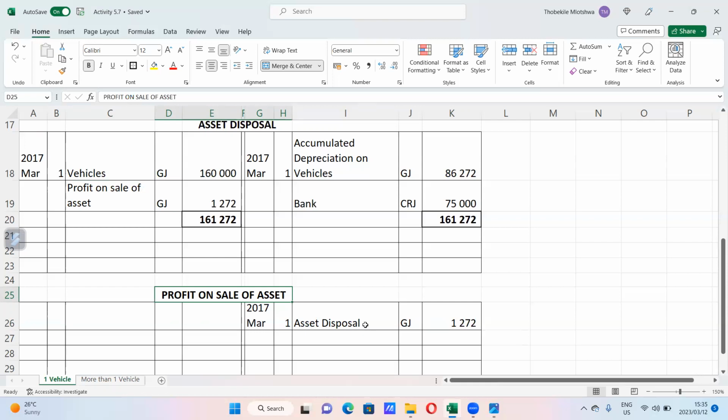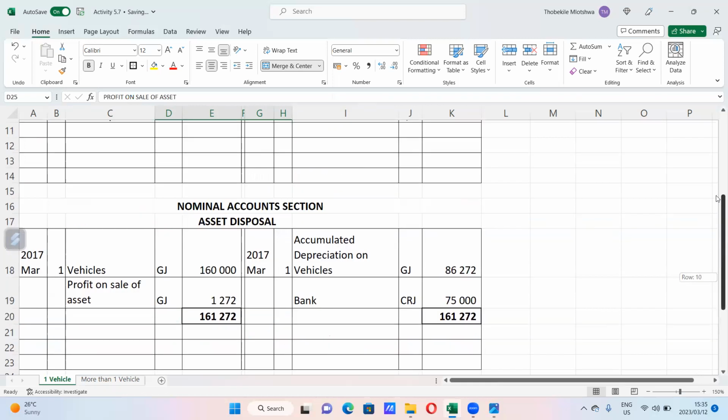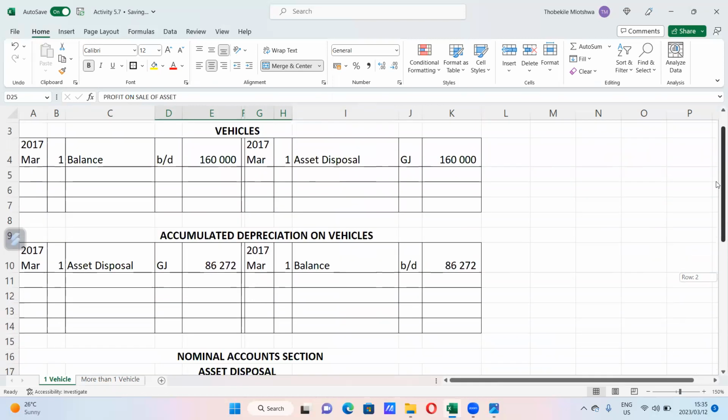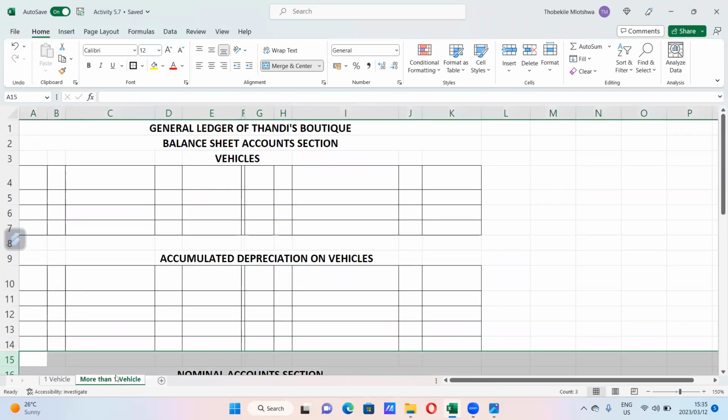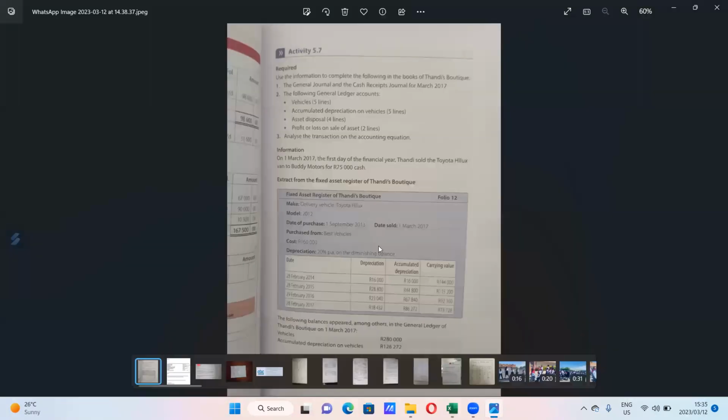We're done with part one. So this is how you do it. If you do this, then you are done with recording the sale of an asset. So now let's go to part two. And part two, as you can see, I said when you are selling, when there's more than one vehicle in your books. So like in this case, let's follow this.